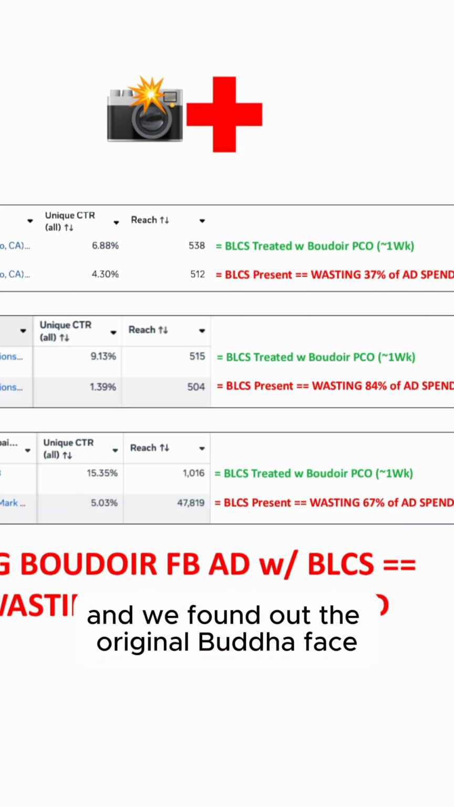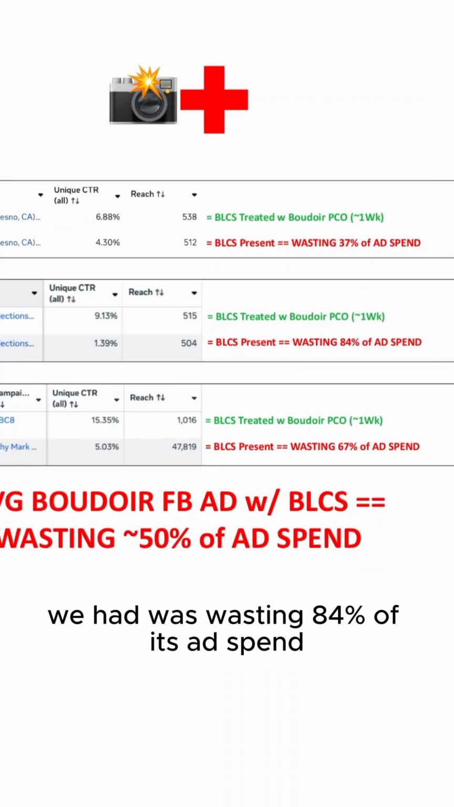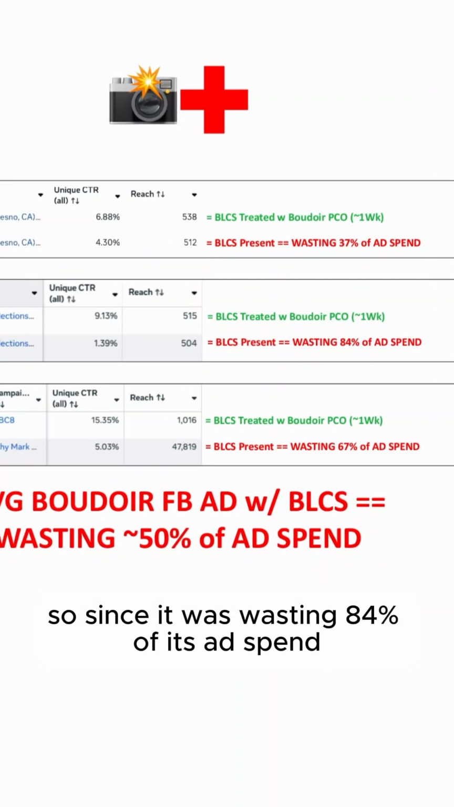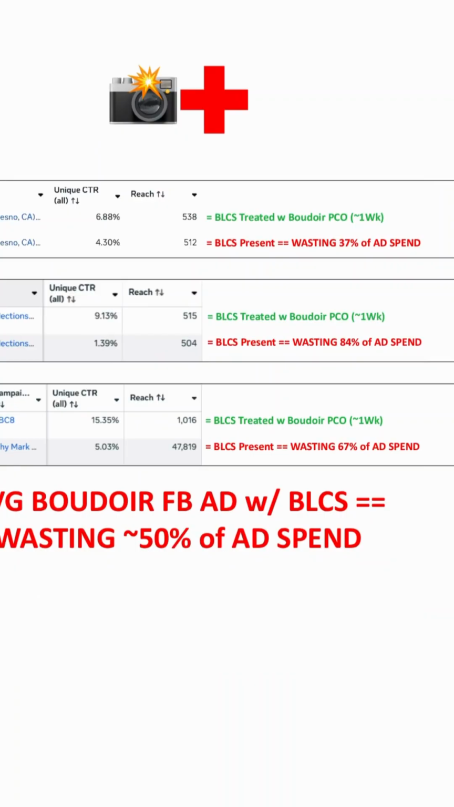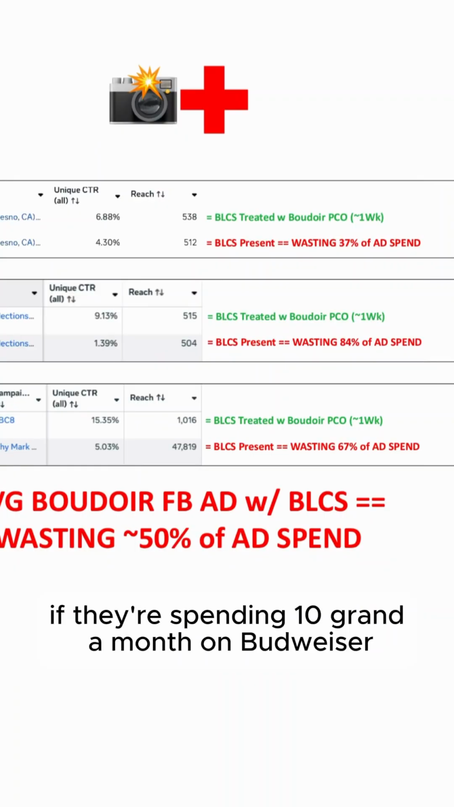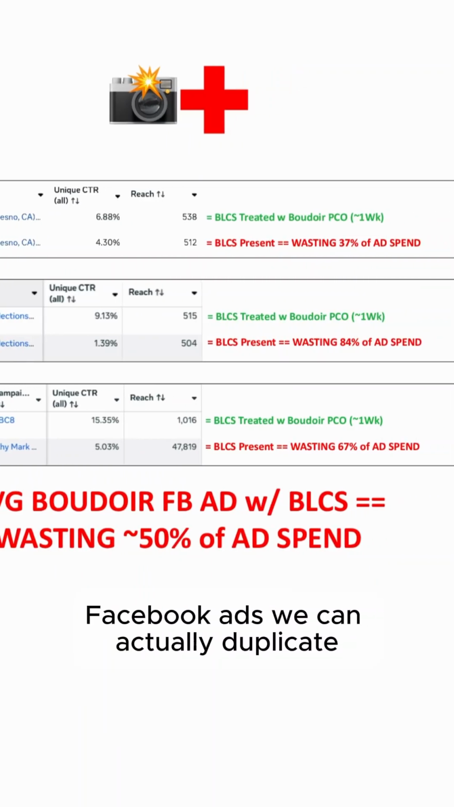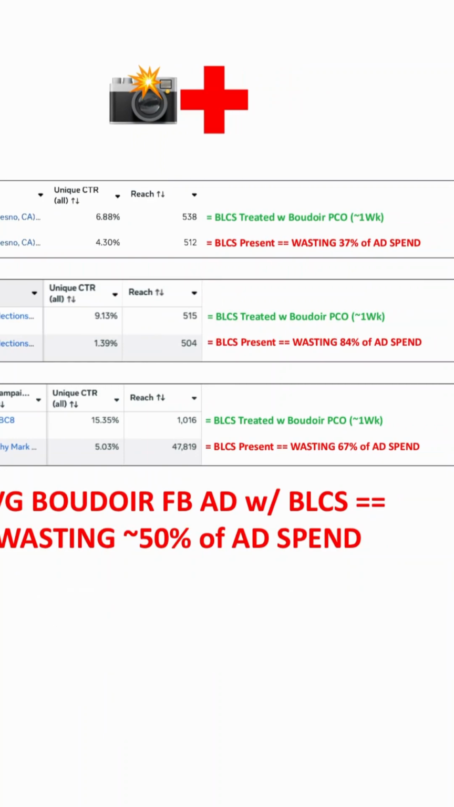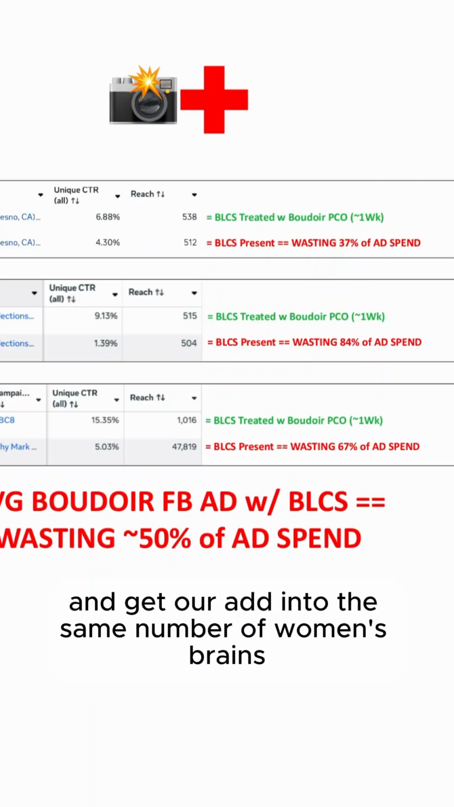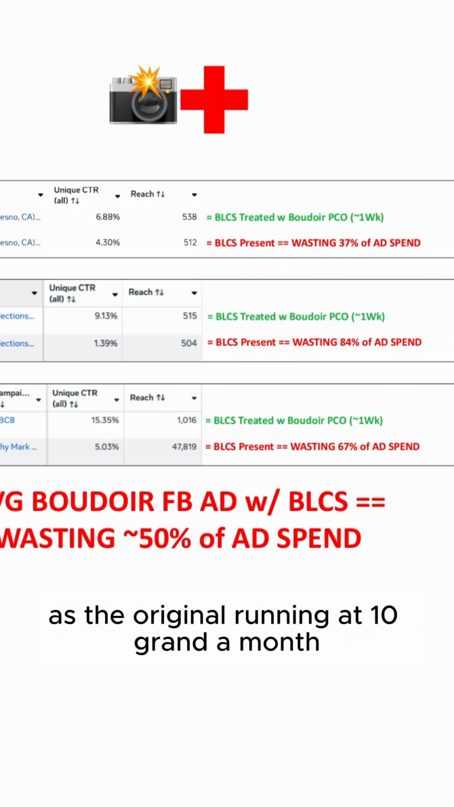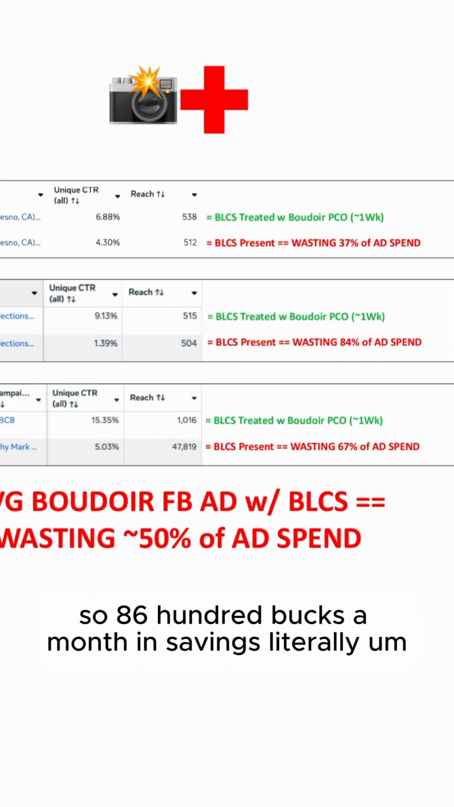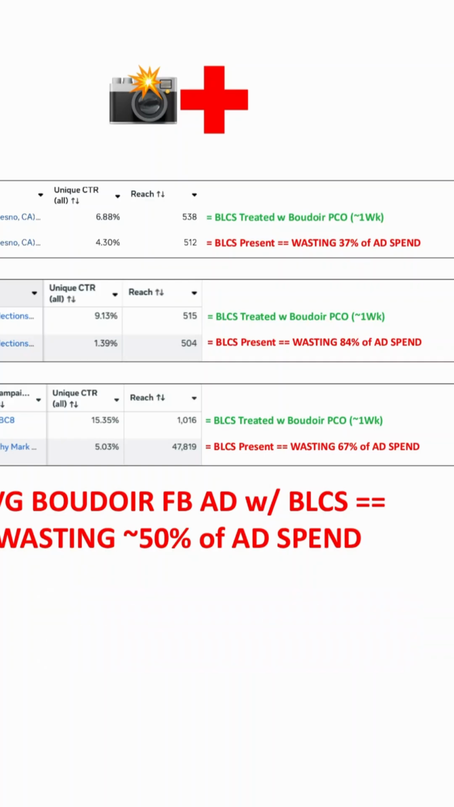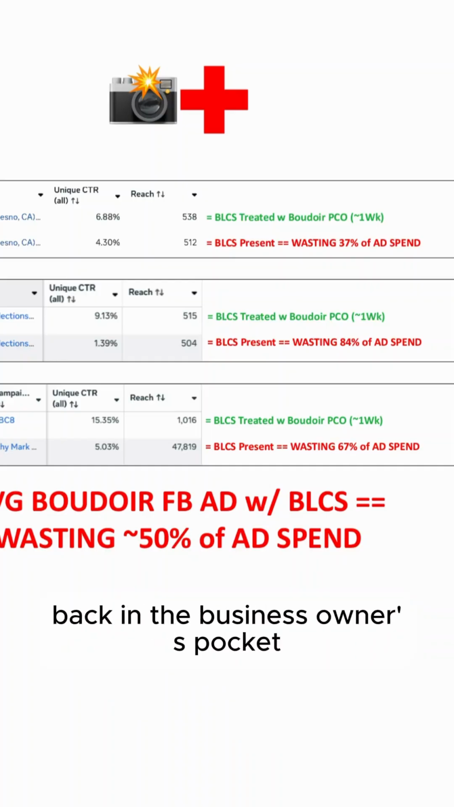And we found out the original Boudoir Facebook ad is wasting 84% of its ad spend. So since it's wasting 84% of its ad spend, if they're spending 10 grand a month on Boudoir Facebook ads, we can just take our spend and put it on the Boudoir Pico treated ad at $1,600 a month and get our ad into the same number of women's brains as the original running at 10 grand a month. So $8,600 a month in savings. Literally, what's that, 100 grand in the next year, kind of like phantom profit back in the business owner's pocket.